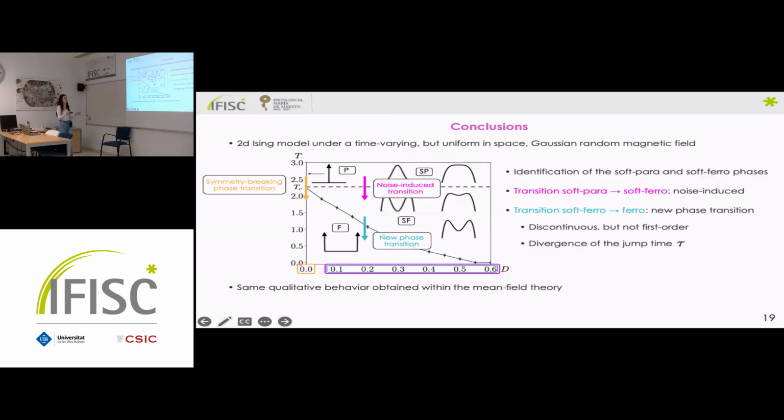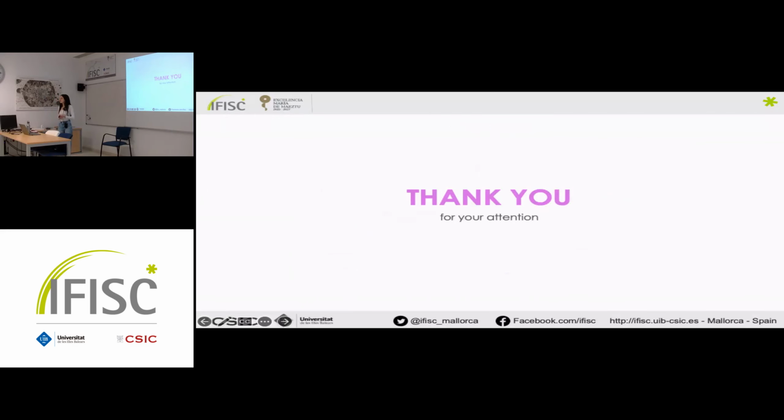And finally, I have shown you a mean field theory that reproduces the same qualitative behavior as the 2-dimensional agent-based model. And as future work, it would be interesting to study the role of the correlation time of the magnetic field, because in this model we have assumed that the magnetic field changes every 1 Monte Carlo step, but it would be interesting to consider other correlation times. And also it would be nice to see how the results change if we introduce a bias field in addition to the random field. So that's all. Thank you very much.